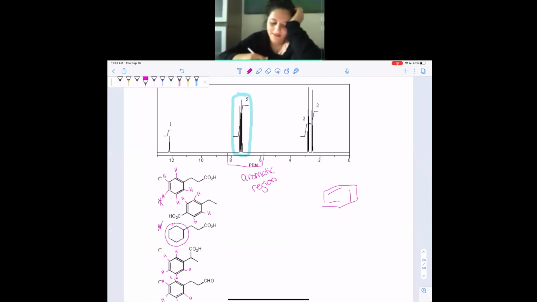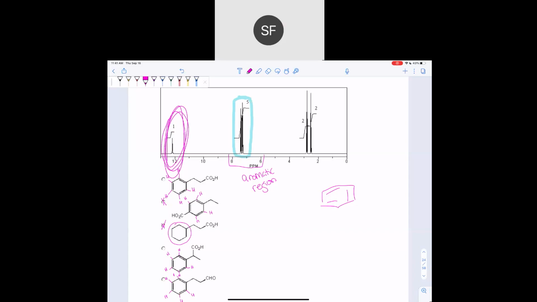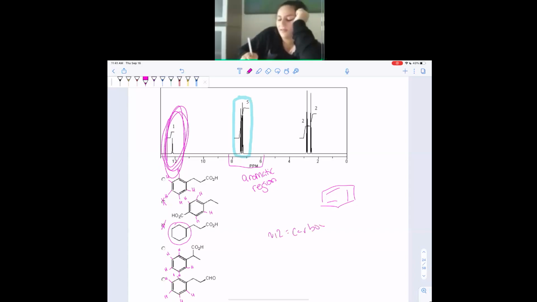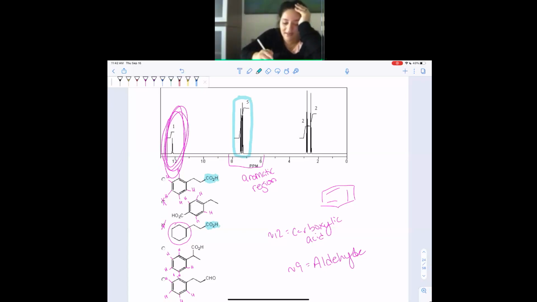And the next big thing we see is you have a peak all the way at 12. What functional group is at 12? Is that carboxylic acid? Yes. So 12 equals carboxylic acid. What is around 9? That's going to be an aldehyde. Yes, exactly. So if it was around the 9 region, that would have been an aldehyde. Over here at 12 is going to be a carboxylic acid. And that's important because this is a carboxylic acid. This is a carboxylic acid. This guy is an aldehyde in disguise.